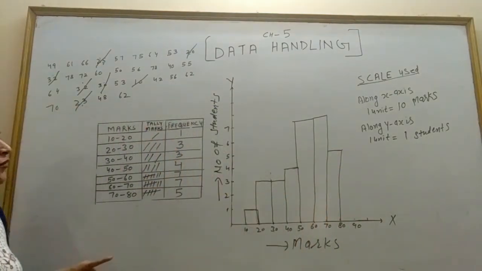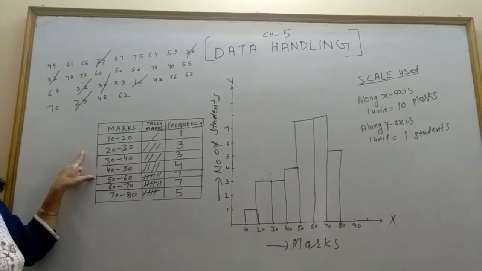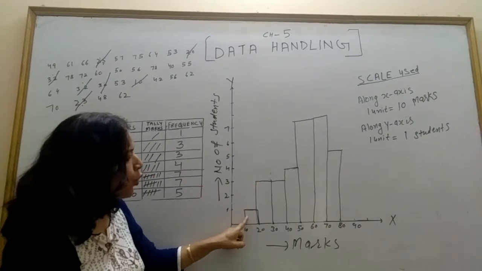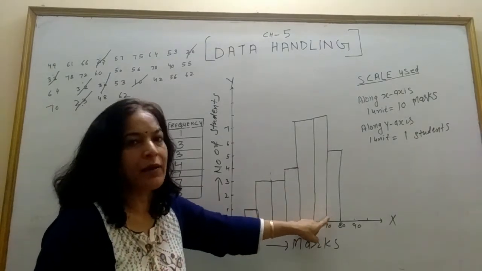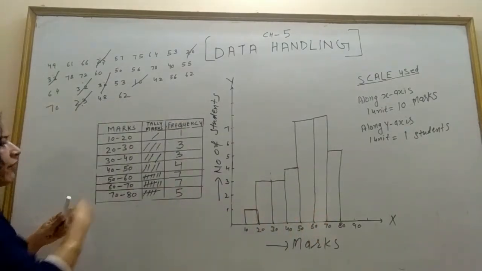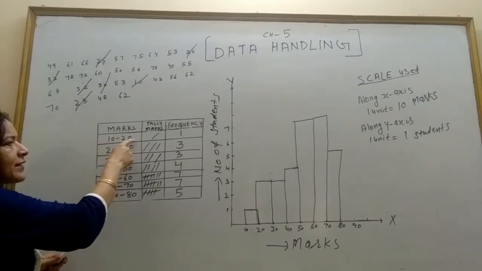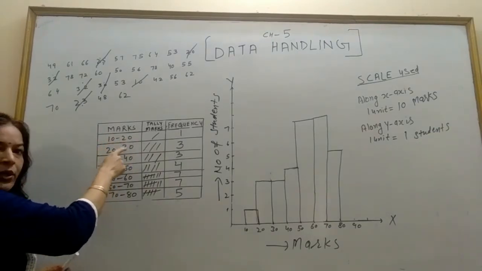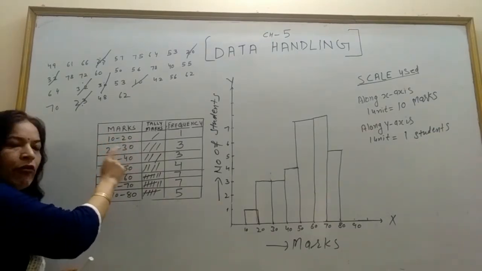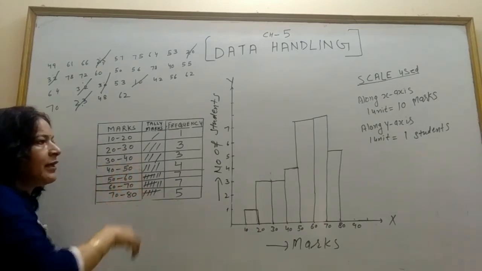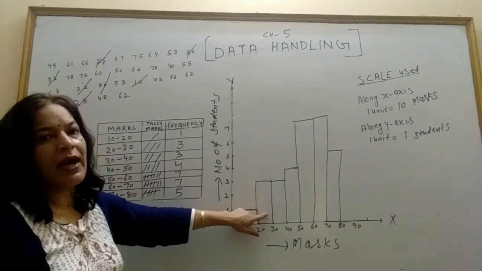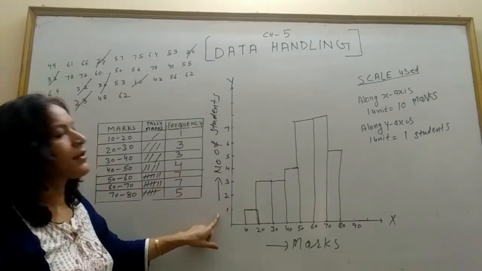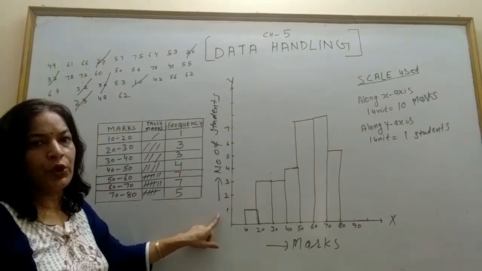Clear? So we represent this table by bars, but there is no gap between the bars, because here we have continuous data. Continuous class intervals: 10 to 20, 20 to 30, 30 to 40. Continuous intervals, that's why there is no gap between the bars. So this graph is called a histogram.